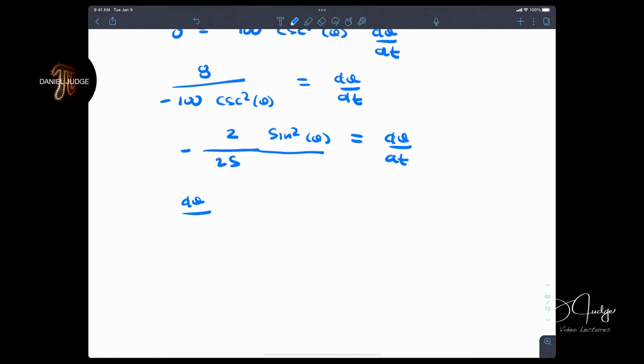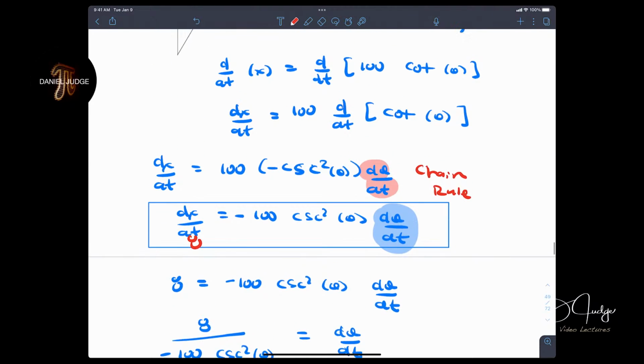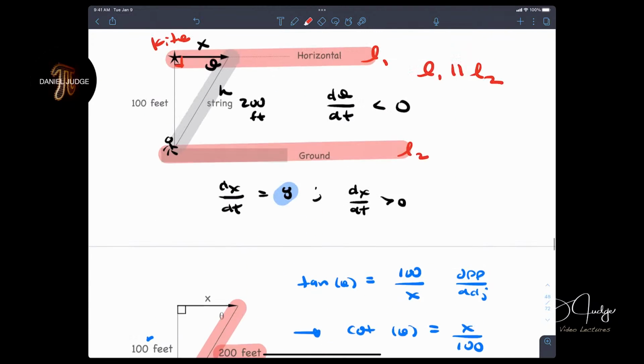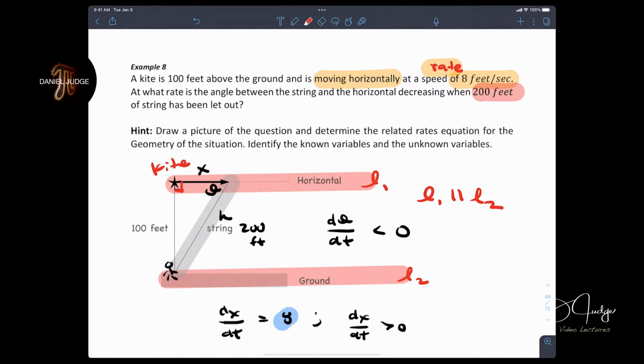So I'm going to write it this way. d theta dt is minus 2 over 25 sine squared theta. But then we have to answer, what in the world is sine of theta in this situation? What's sine theta? So go back to this triangle here. This is where the fact that there's 200 feet that has been let out comes in. 200 feet of string that they're talking about in the question, right? 200 feet of string has been let out.